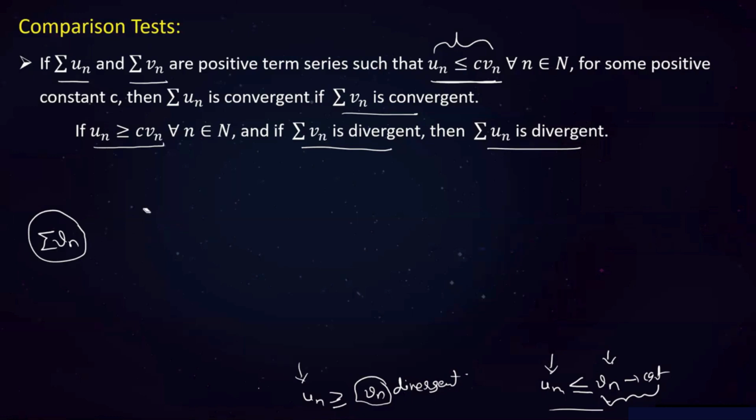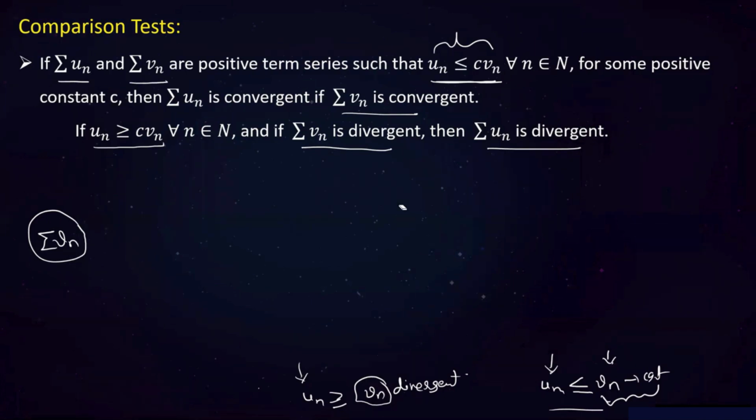Here a doubt naturally comes: it is less, sir, but vn is divergent, then I cannot use this, right? See, in a case if un is less than or equal to c into vn, but summation vn is divergent, when a larger series is divergent, we cannot conclude a smaller series is also divergent, right? In such a case, this comparison test is not applicable. We need to look at other tests, right?